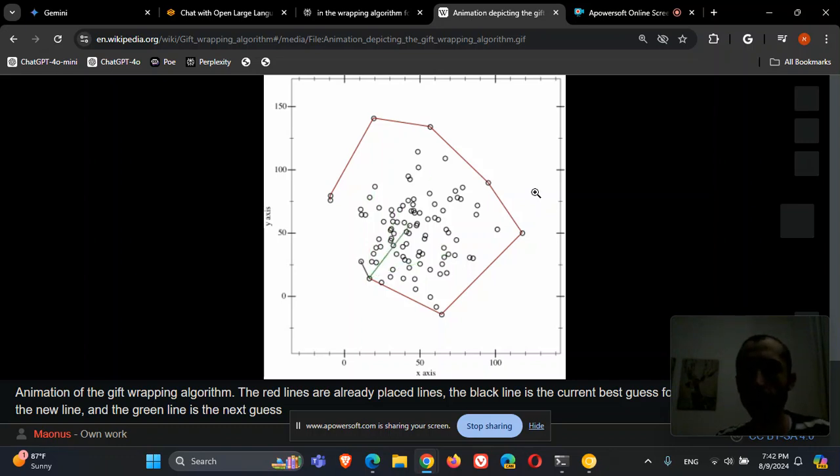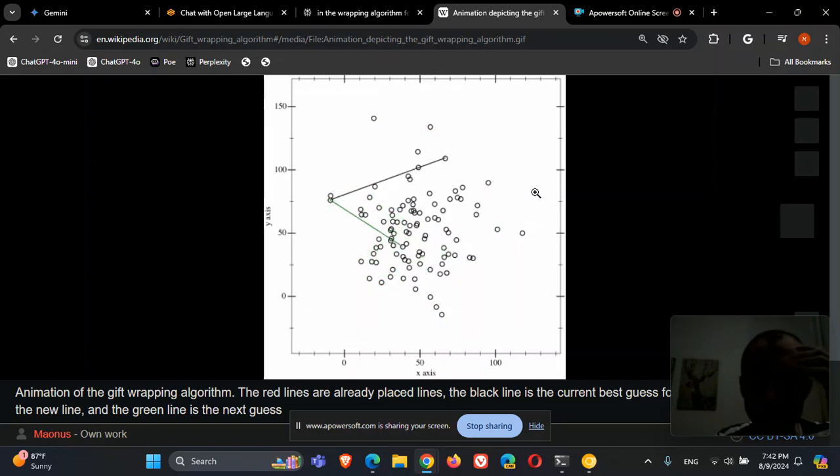Okay, so the idea now is to talk about the gift wrapping algorithm for finding the convex hull. As you can see here in the animation from Wikipedia, what is going on is that we want to find the convex hull of this set of points. Again, it should be the wrapping points of this set of points, which will create the convex polygon. Now, how does this algorithm work?